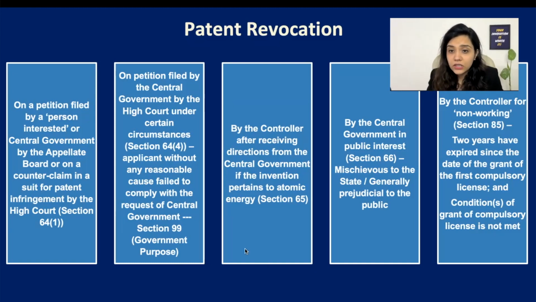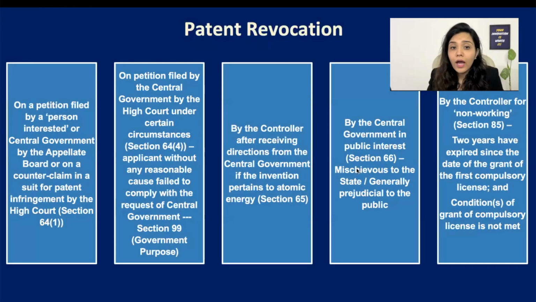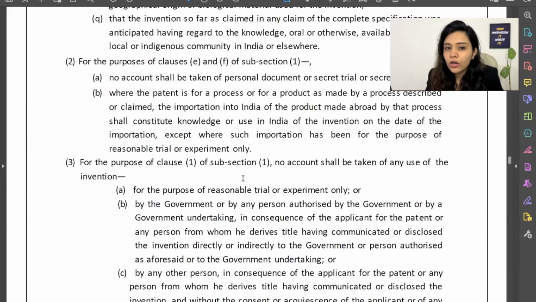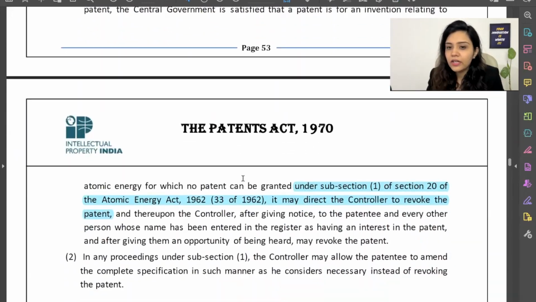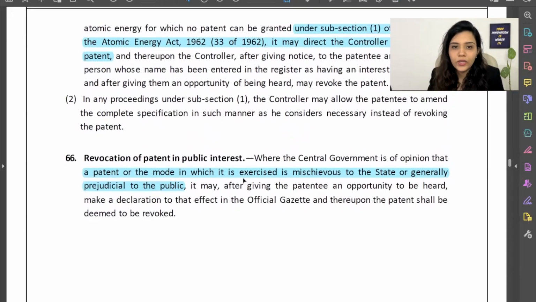So these are certain scenarios for patent revocation, and these scenarios are important. If you read the sections, you'll get to know what is written where, because I'm not going into the details of the sections because they are too long and they're relatively easy to understand. If you understand the concept, you'll understand these sections very, very well.